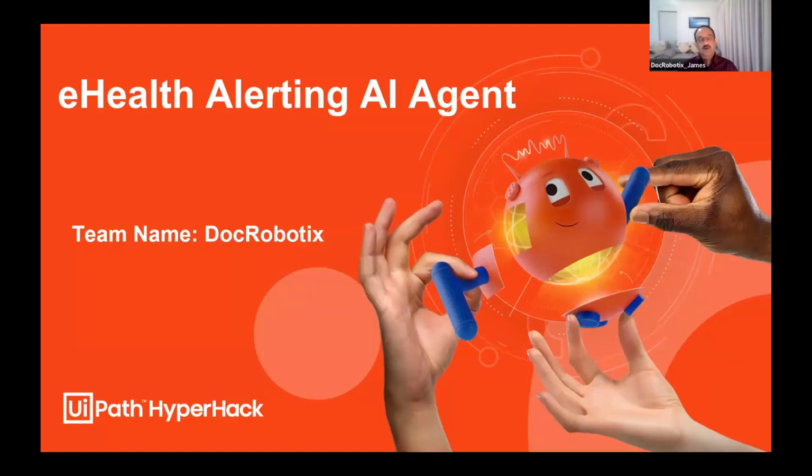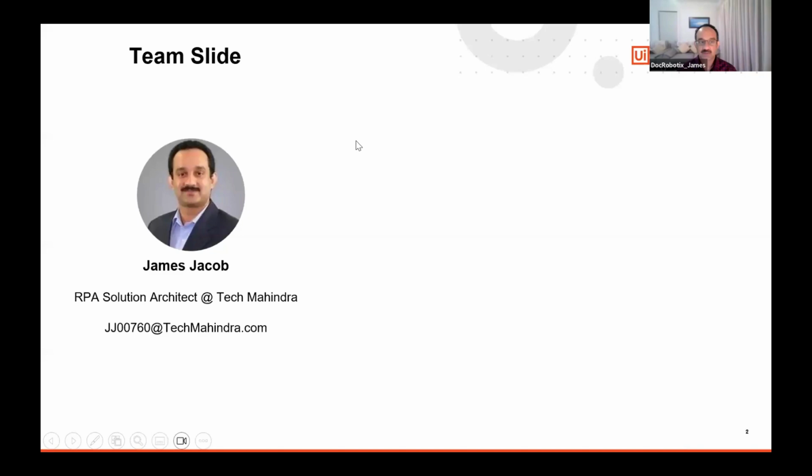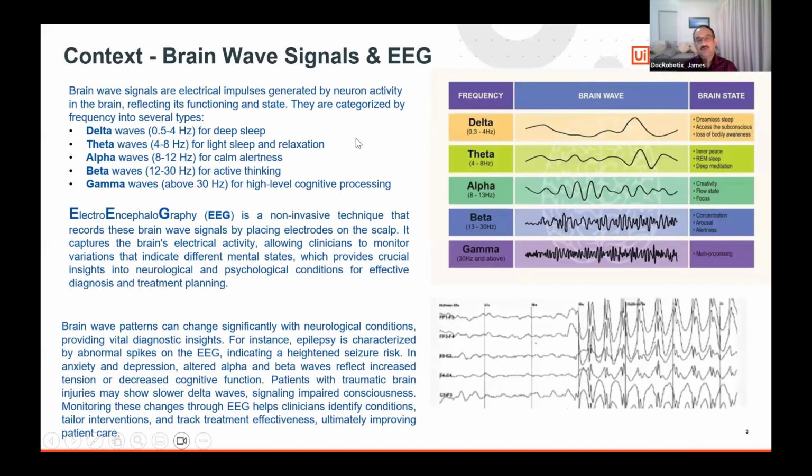Thanks again. Okay, today I would like to introduce new innovative solutions using UiPath and generative AI. We are all familiar with the ECG, but have you ever heard of EEG, electroencephalography? It's a technique that captures the brain's electrical activity, allowing clinicians to monitor variations that include different mental states, which provide crucial insights into neurologic and psychological conditions for effective diagnosis and treatment planning.